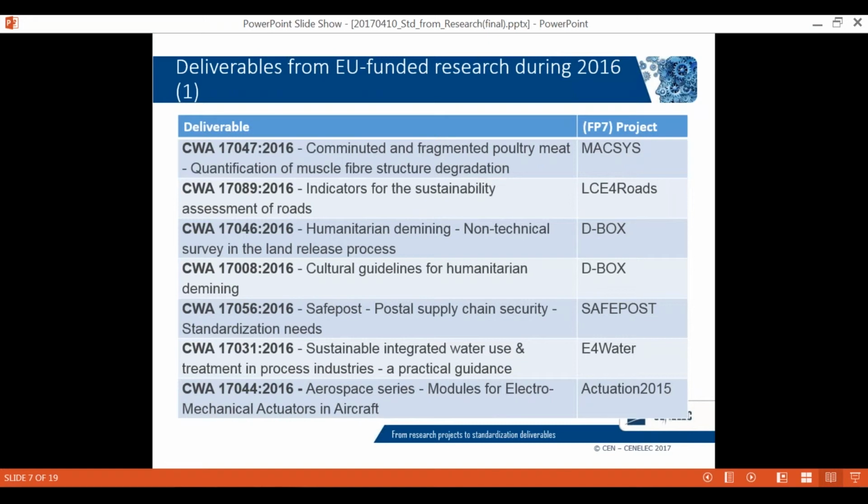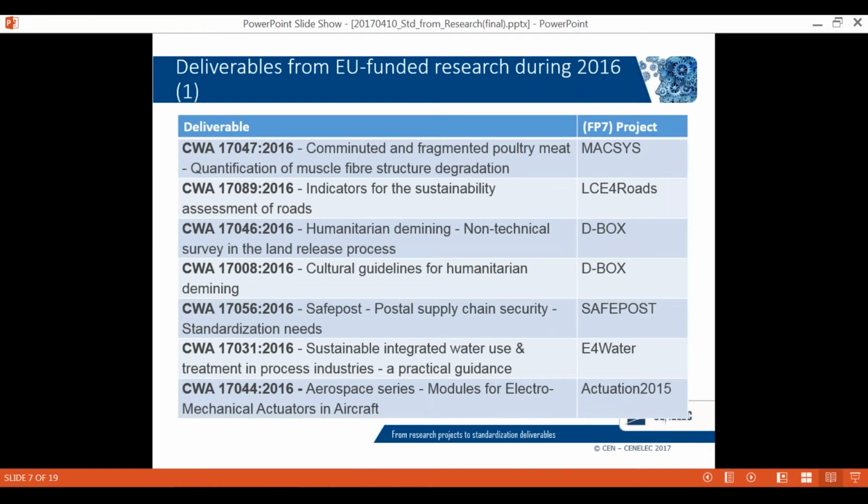The examples here happen to be all resulting from an FP7 project, which is not that surprising considering that Horizon 2020 projects usually did not start till January 2015. I counted 12 publications during 2016, of which 7 were CWAs, and they are shown on this slide, and I will come back later on one of them.